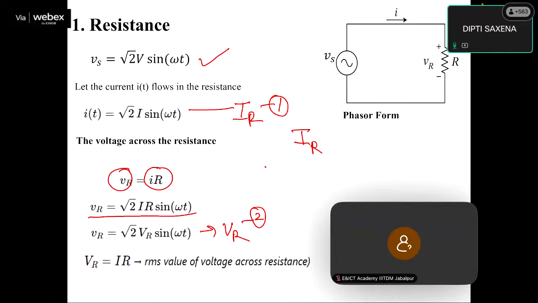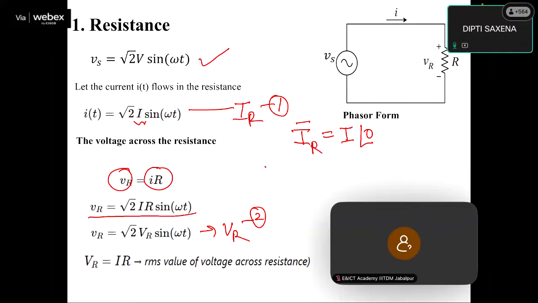So phasor IR will have a magnitude. What will be the magnitude? The magnitude will be equal to the RMS value of the current. What is the RMS value of the current? It is I. What is the angle of this phasor? The angle of this phasor is 0, since it is omega t plus 0. So the angle of this phasor is equal to 0.